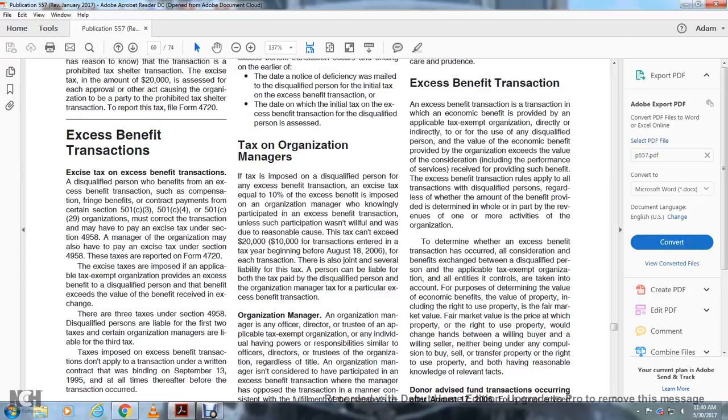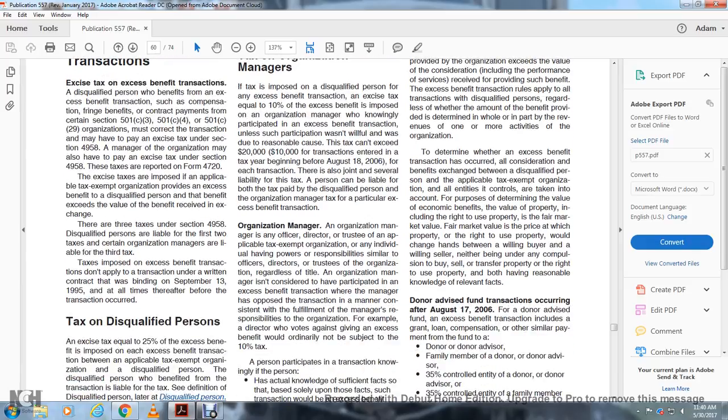The manager for the organization may also have to pay an excise tax under Section 4958. These taxes are reported on Form 4720. Excise taxes are imposed on an applicable tax-exempt organization that provided an excess benefit to a disqualified person, a benefit that exceeds the value of the benefit received in exchange. There are three taxes under Section 4958. The disqualified person is liable.